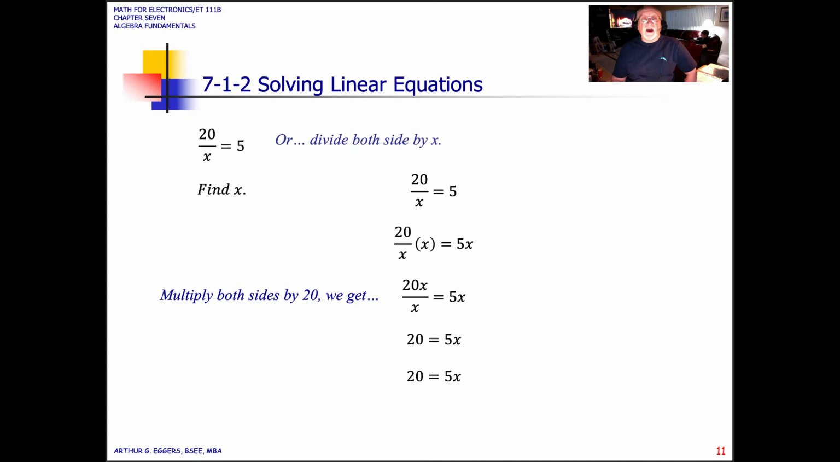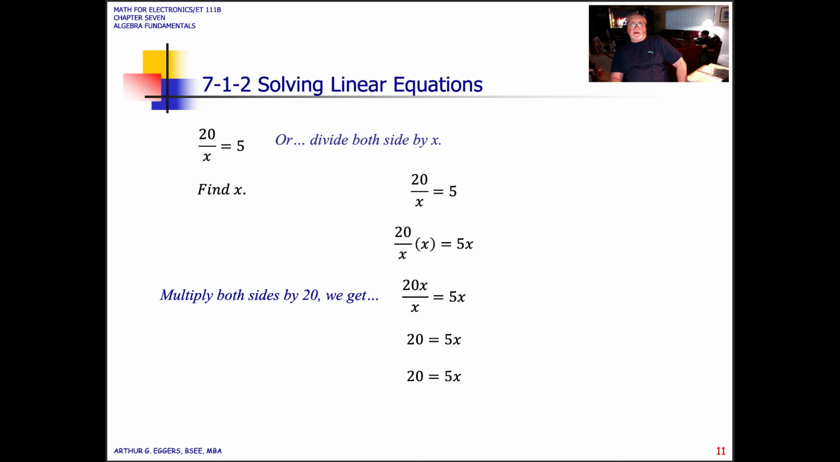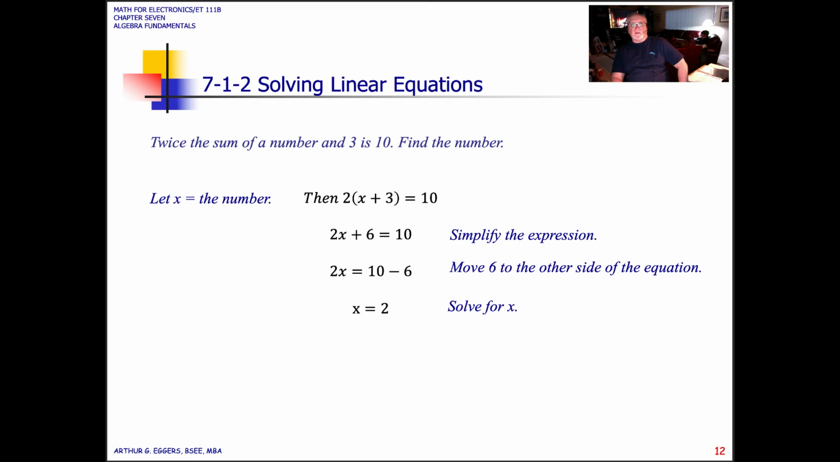Or I can divide both sides by x. Okay, so this is the same expression that we had in the previous slide, but in this case we're going to play with the x. So I'm going to multiply both sides of the expression times x. This in essence brings the x to the right side of the expression, and I end up then with the same relationship, because what I will do in the final step is I will divide 20 by 5 and get x, and I will get the answer of 4.